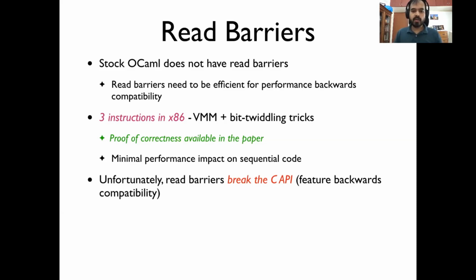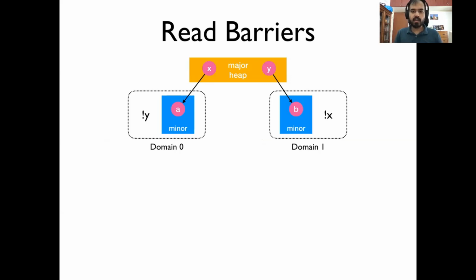Unfortunately though, the introduction of read barriers breaks the C API. Consider this example where we have two domains, each of which is reading a major heap object which points to the other domain. So at this point, this domain sends a promotion request to the other domain. The two domains simultaneously send promotion requests. In order to prevent deadlock and make progress, when a domain sends a promotion request, it has to keep servicing other promotion requests that it may receive.